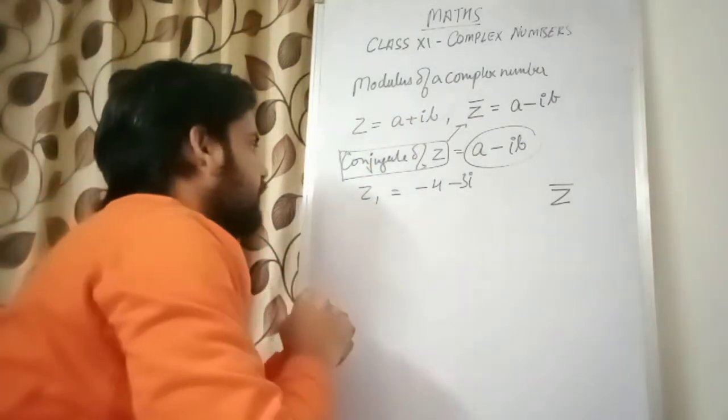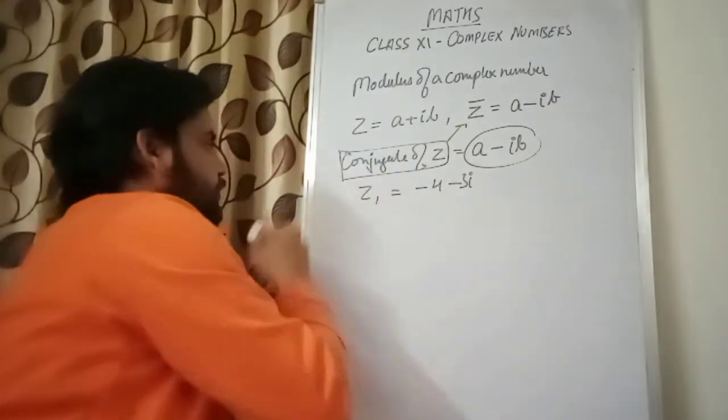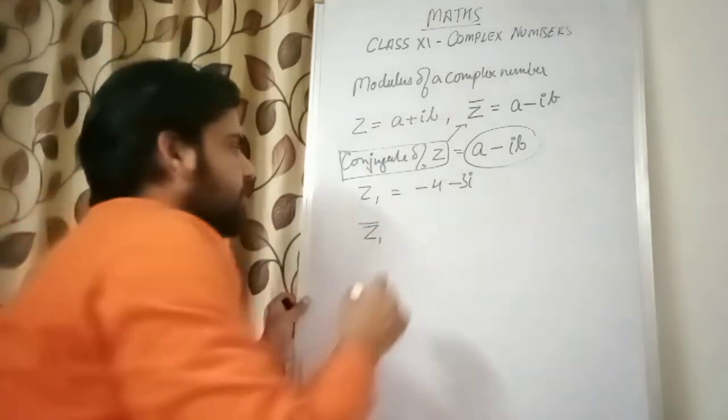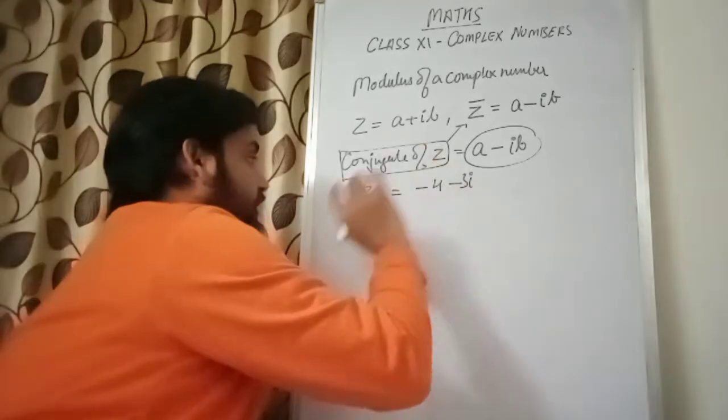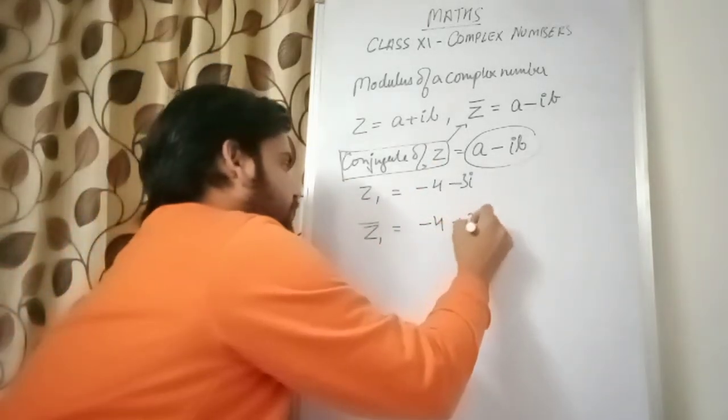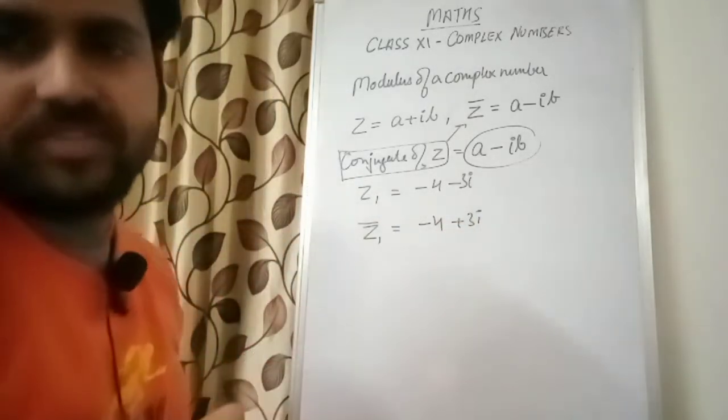Okay. Now, what is the conjugate of this one, z1? So the symbol, how to represent the conjugate? Put a bar, that's it. Change the sign which is in front of i. Okay. Rest all the signs will remain the same. So this is the conjugate of z1.